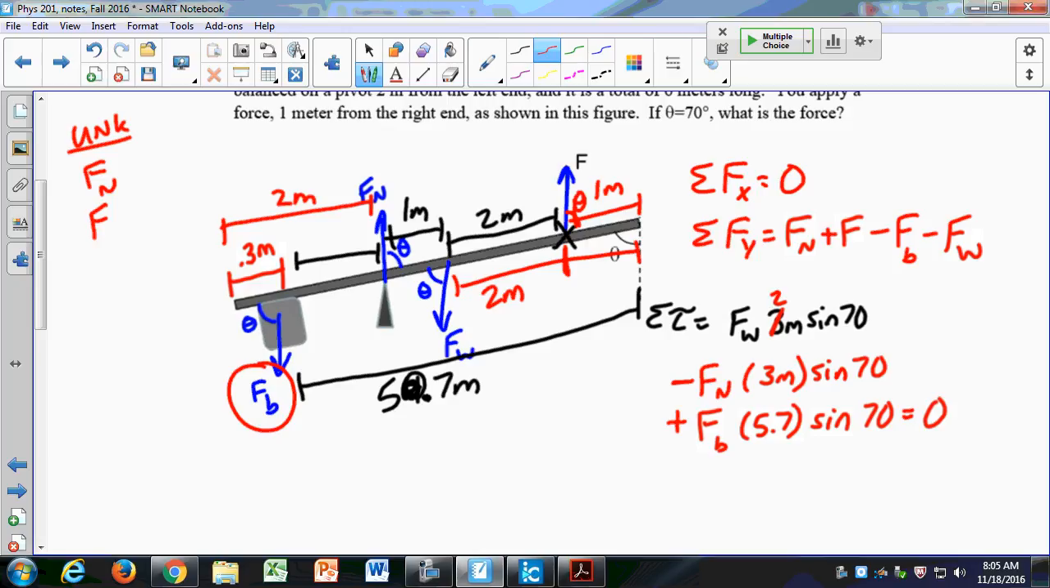Okay, yeah, that's why I had 4.7 before. Yeah, so this should be drawn from the axis of rotation, which is right here, which is going to be 4.7.